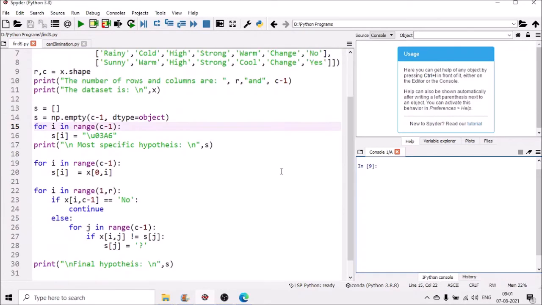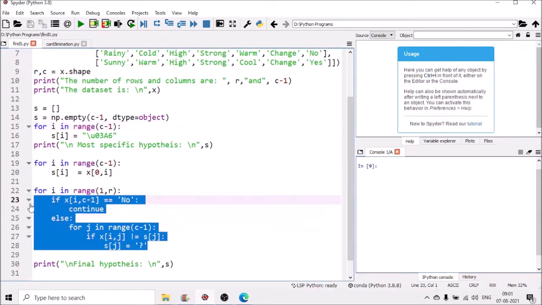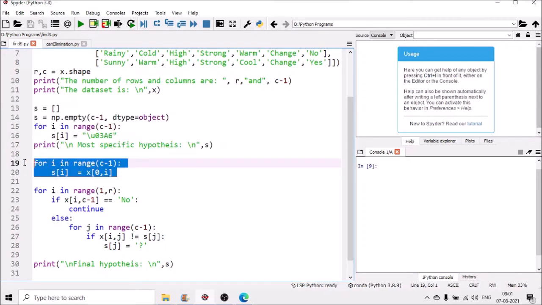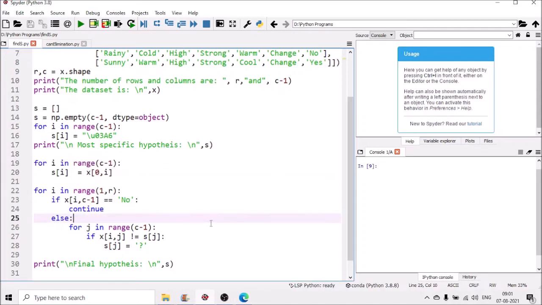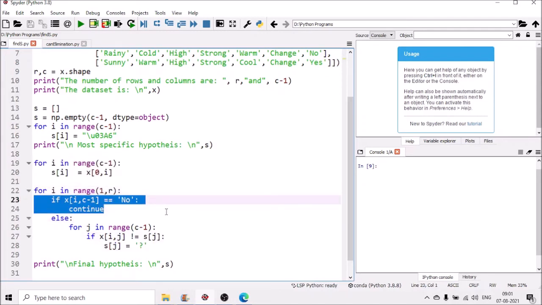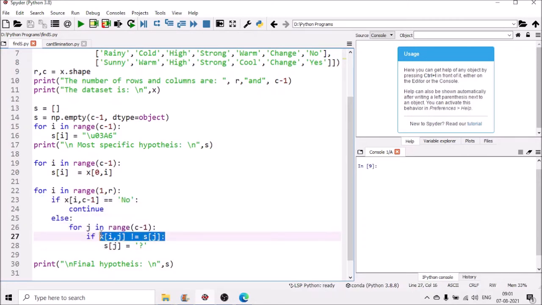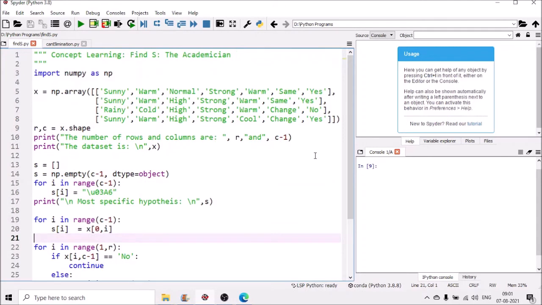So we can see here, this is our main logic. This part is the initialization part. Here we put the first data. We just copy it as it is. And here, if a negative example is there, we have to ignore it. Otherwise, we have to check each and every attribute. If an attribute doesn't match, then we put the most general symbol, and finally we print it. And we can see the output.